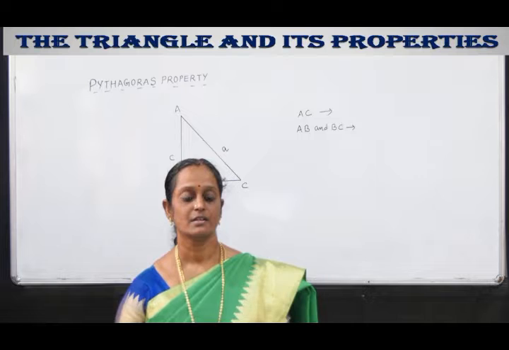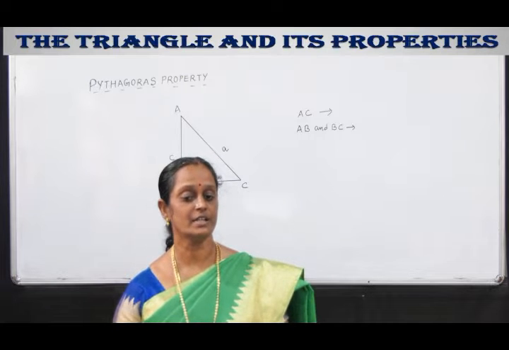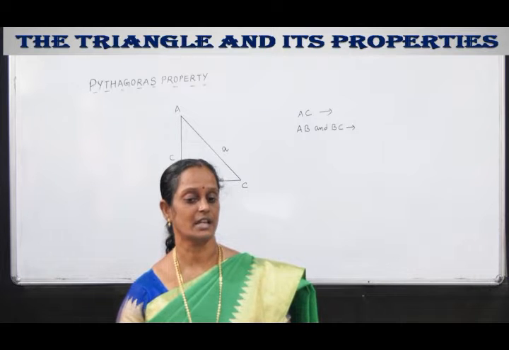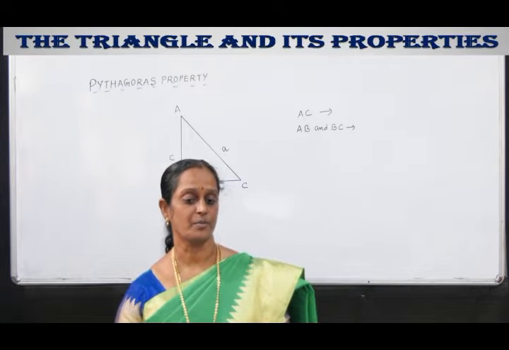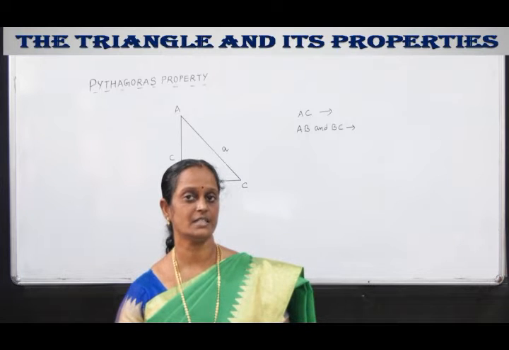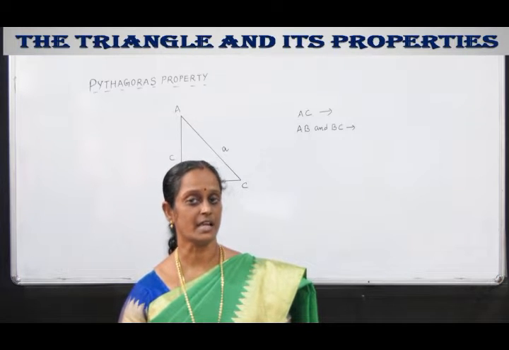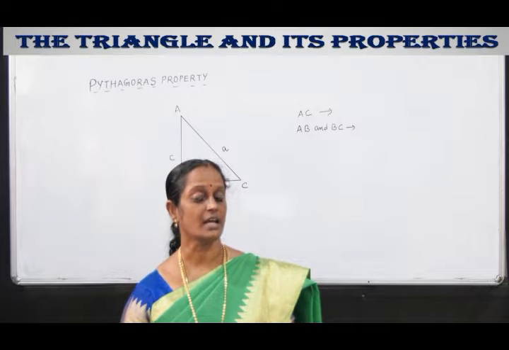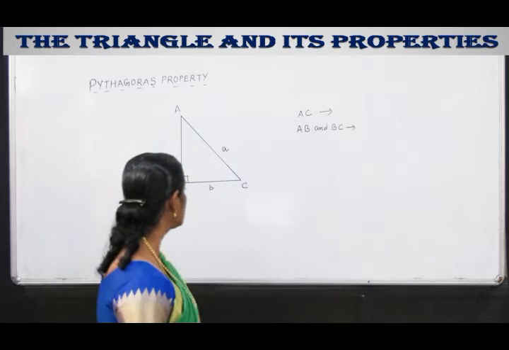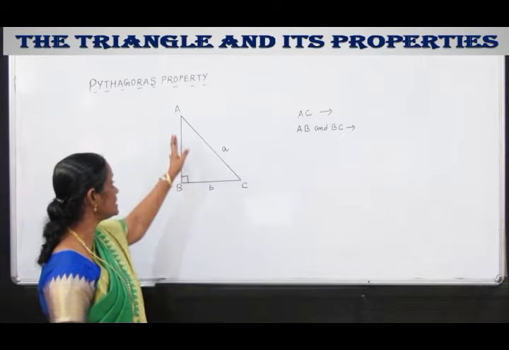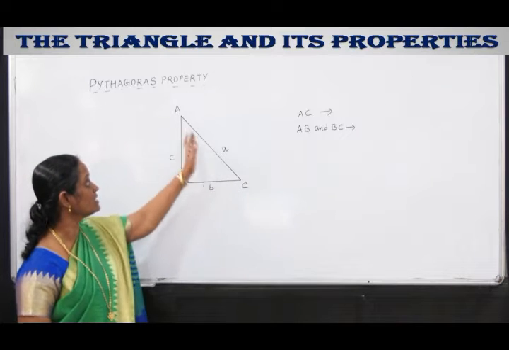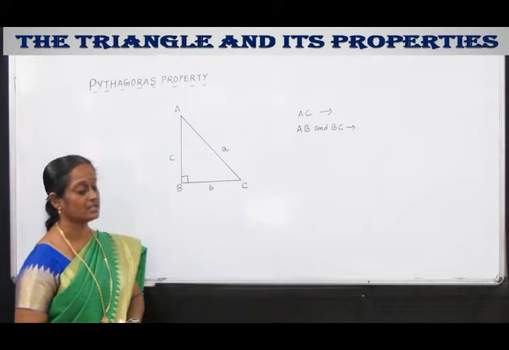Maths class. Students, in today's class we will learn about a very important and useful property of right angle triangles, the Pythagoras property. Students, you know that a right angle triangle is a triangle in which one angle is equal to 90 degrees and the other two angles are acute angles. Here this is a right angle triangle ABC in which angle B is 90 degrees and the other two angles, angle A and C, are acute angles.